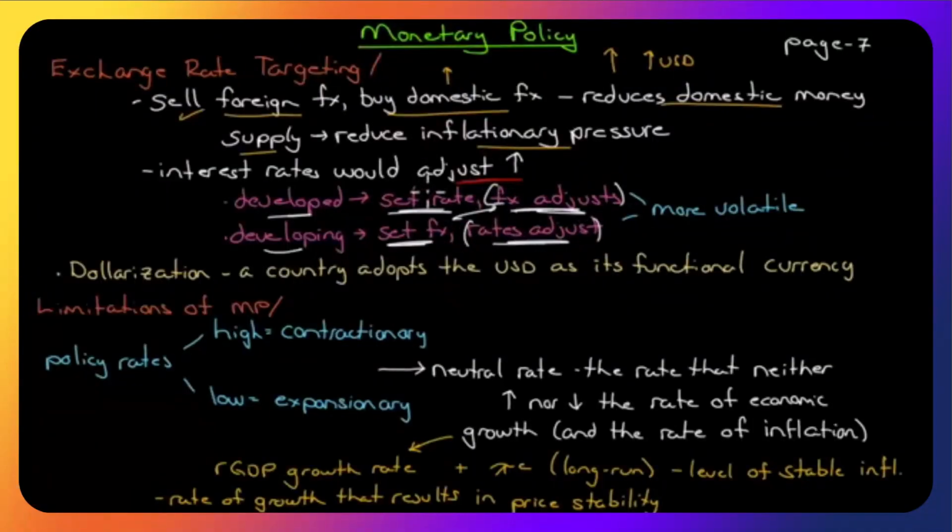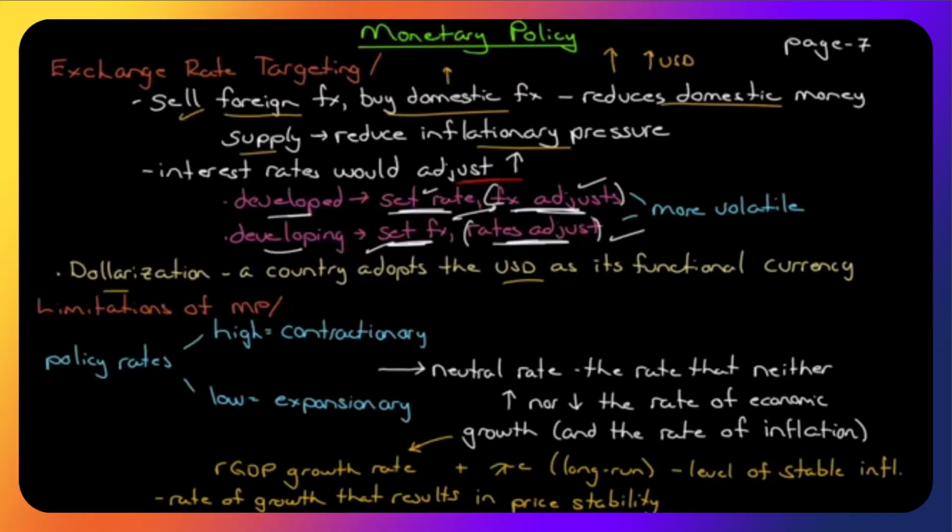So as the developed economy sets rates, you end up with a more volatile currency. Since you're targeting your currency and the interest rates adjust, you will end up having more volatile interest rates in your economy. That is the cost of exchange rate targeting. A term called dollarization. This means that a country simply just adopts the US dollar as its functional currency. It does not have a domestic currency. It just has dollarized its economy, and its currency is the US dollar.